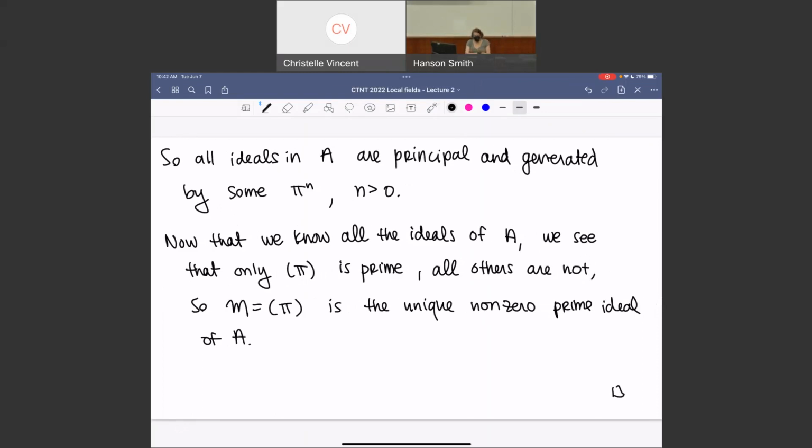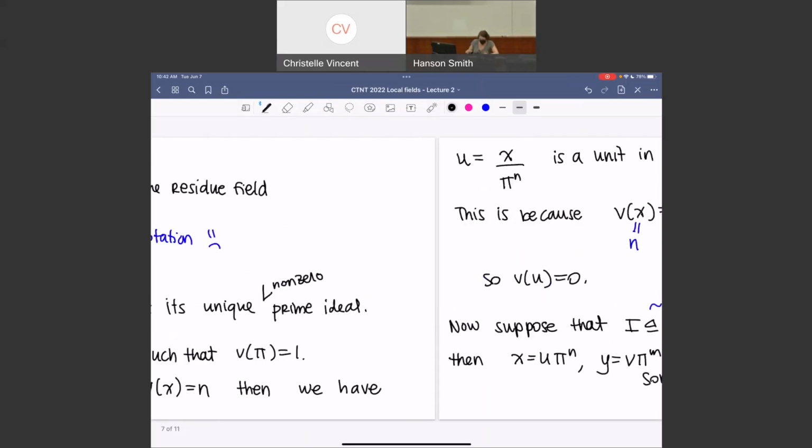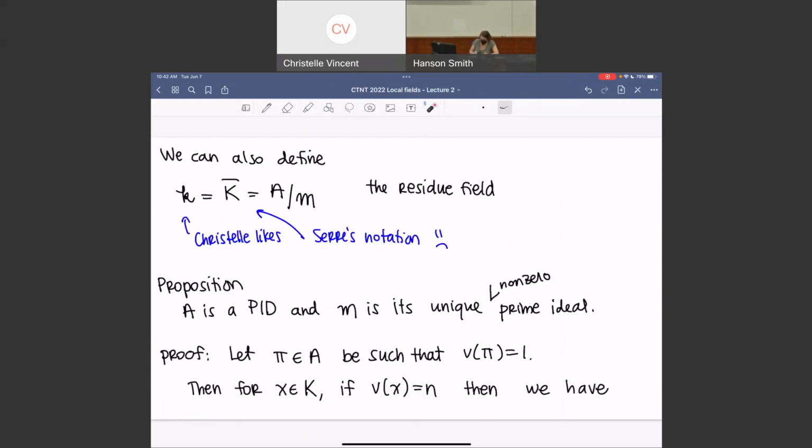Pi is not unique, right? I started out by fixing an element that has valuation 1. If I picked a different element with valuation 1, it would differ from this pi by a unit in A, so it would not matter. They would both generate the same ideal, like pi and pi prime, and everything would go the same. So though pi is not unique, the ideals are unique because they can only differ by a unit in A.